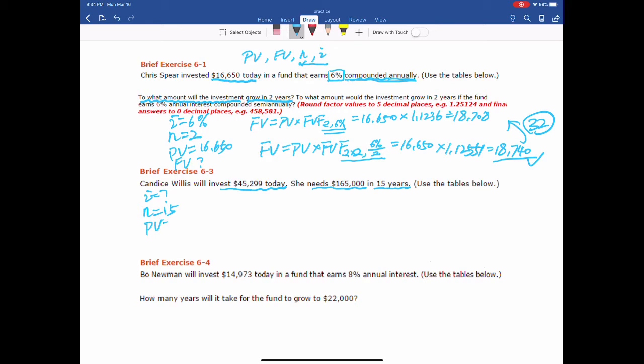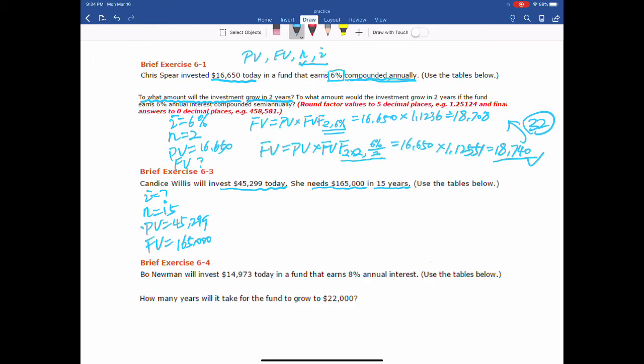We have the present value, which is $45,299. We also have a future value, which is $165,000. Okay, so for this question, the unknown one is the interest per period, or the interest per year, the annual interest, which we are looking for.